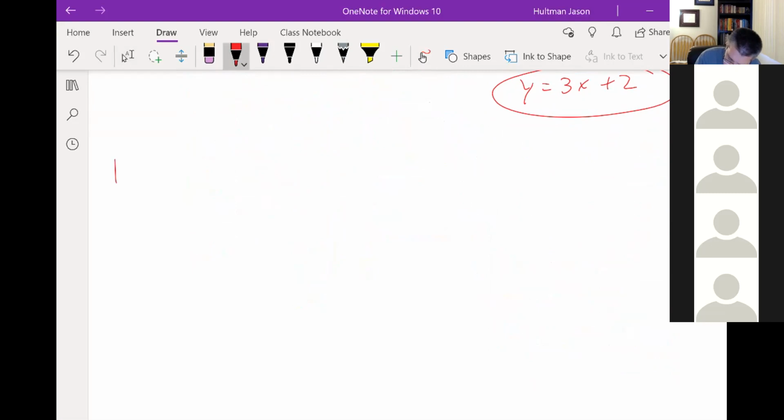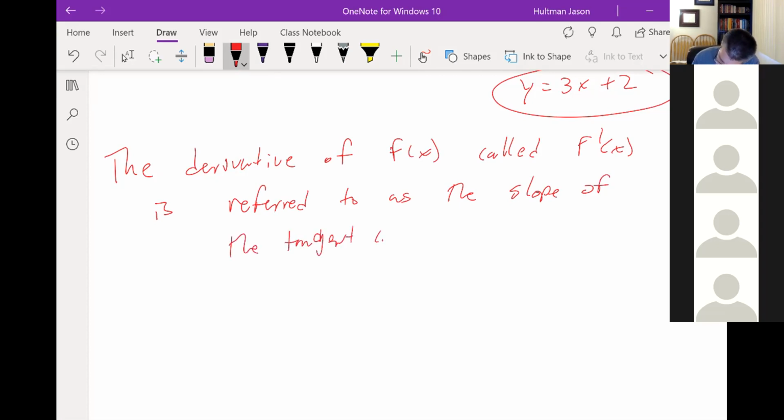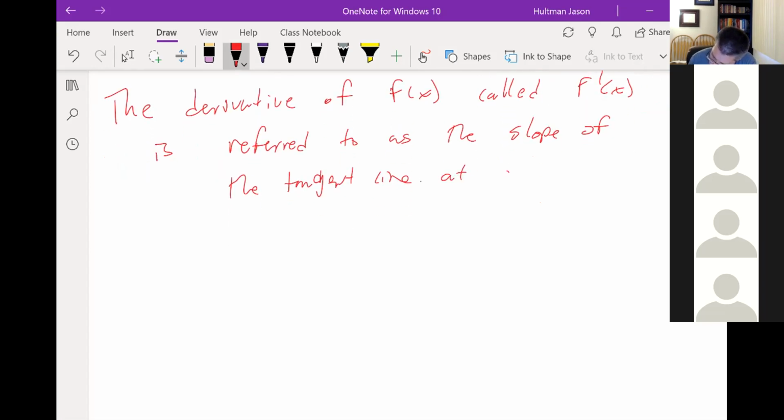Okay, so let's write this down. The derivative of f of x, called f prime of x, is referred to as the slope of the tangent line at a specific point on the original function.